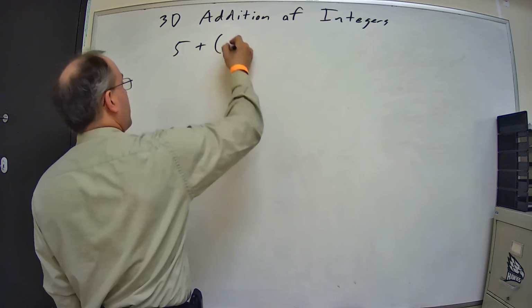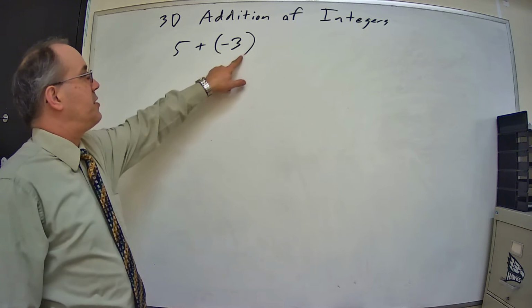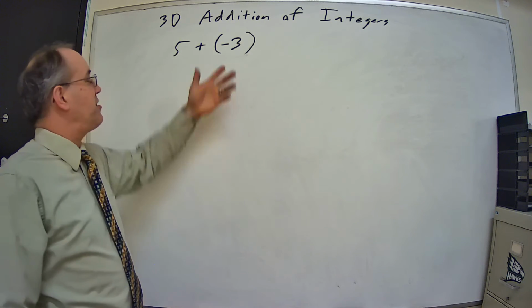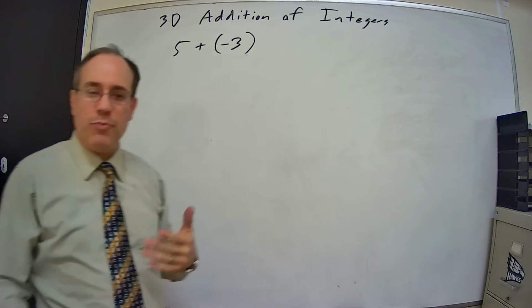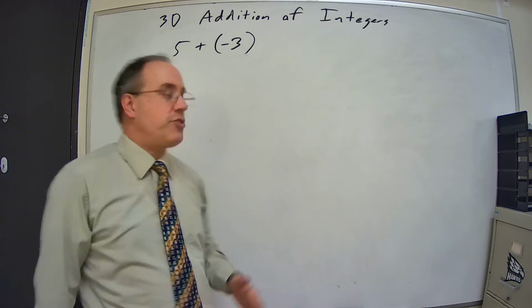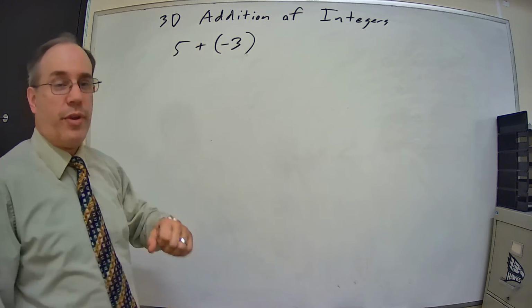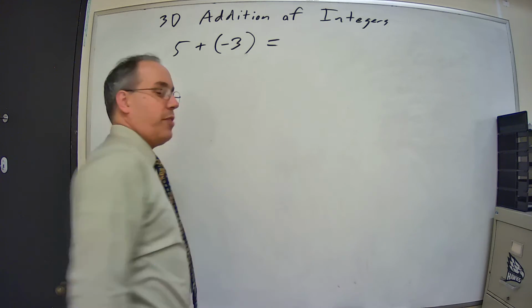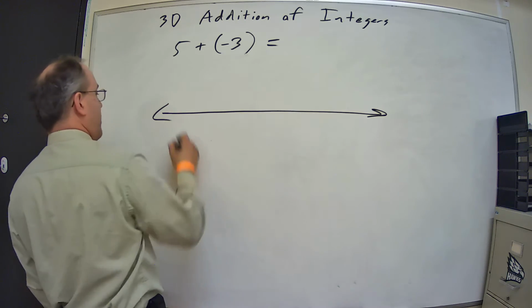5 plus negative 3. Remember we said that sometimes we put parentheses around negative numbers. And here's the reason why. If we didn't put that, you'd have 5 plus minus 3, and that could be very confusing. So we put that in there to separate it so we can see, oh, it's 5 plus negative 3. And we want to find out what that equals. So let's use a number line to solve that.